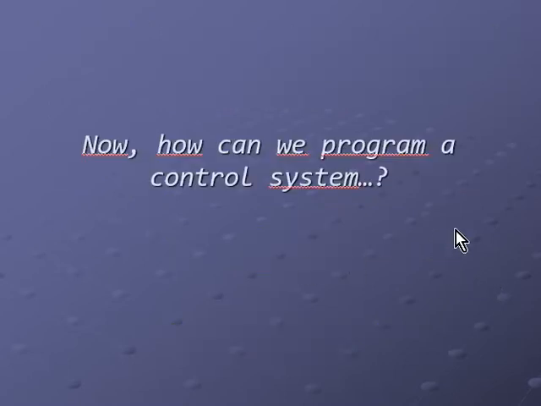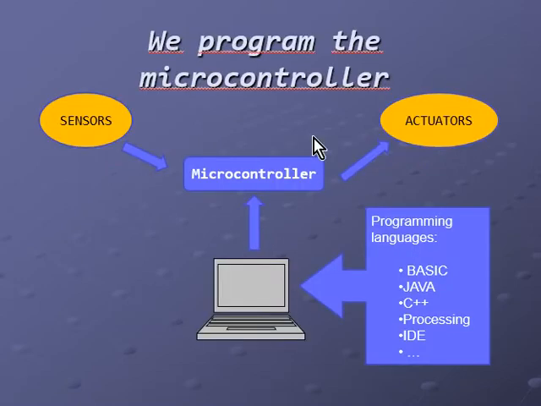So now we're going to talk a little bit about how to program a control system. Normally, the control system has a microcontroller. It can be a board, like the Arduino board. And a way to access this board is by using a computer. So we create a program in a computer, we send this program to the microcontroller, and then the microcontroller is able to take decisions according to the information coming from the sensors and send these decisions to the actuator.